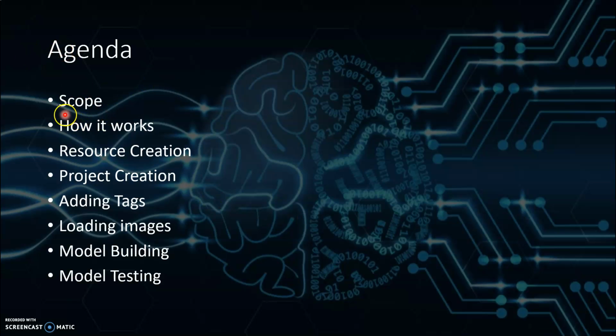In this project, we're going to look at the scope of the project, how it works, how to create a resource, how to create a project, how to add the tags, and then load the images into specified tags, and then train the model and test the model.